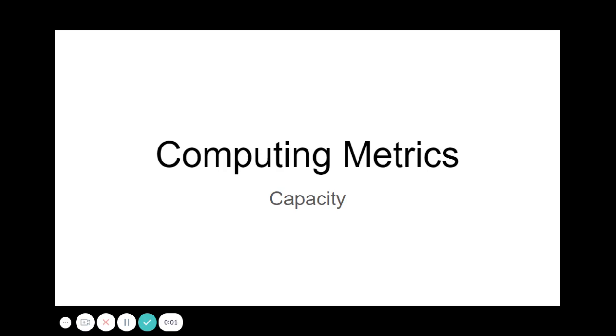Hey there, in this clip we're going to be talking about computer metrics, specifically capacity. We're going to talk about how we measure something as far as computers go, and that topic is capacity. We'll get into defining and explaining what that means, and we'll also have some examples. So at the end you should have an idea of how to talk about capacity when it comes to computers.